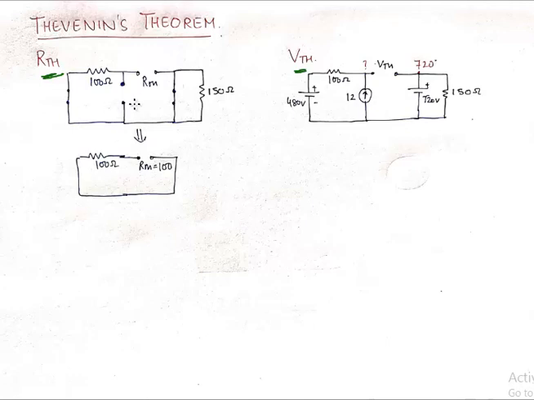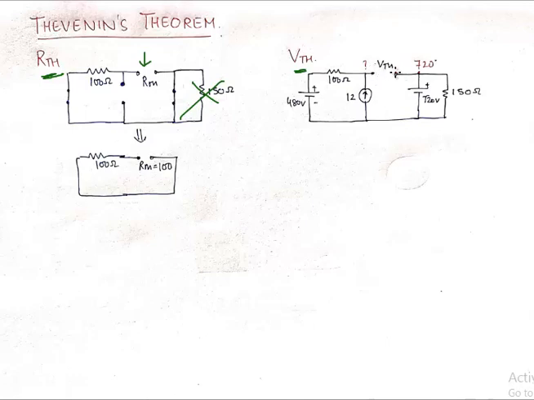For RTH, we remove all the sources. And how do we remove those sources? We short circuit the voltage sources and we open circuit the current sources, and we calculate the total equivalent resistance as seen from the load. So this was our load, 140 ohm load. We've removed that, and as seen from that load, I can see it's just the 100 ohm resistance. Because of this shorted path, this also goes away. So finding RTH was pretty simple in this case.